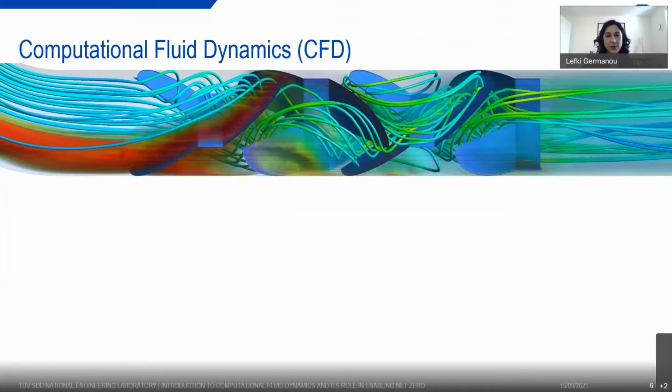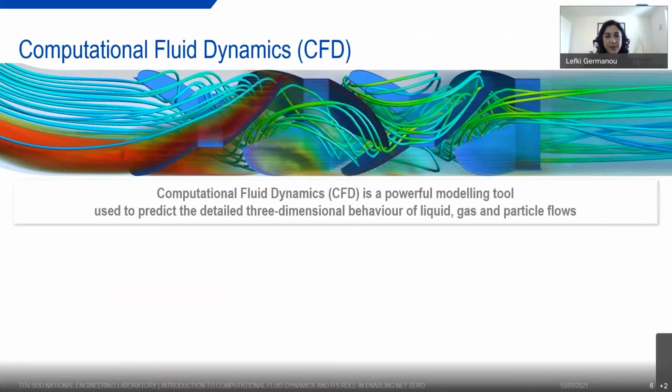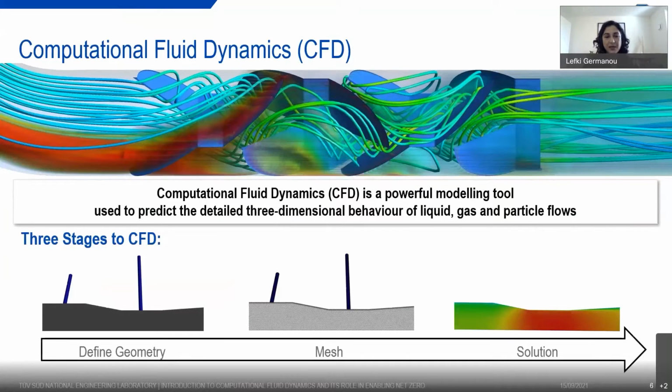So what is actually computational fluid dynamics? It is a powerful modeling tool which we use to predict the detailed three-dimensional behavior of liquid, gas, and particle flows. The three main stages of CFD are as follows. First, we need to define the geometry of interest. In this case, this is a Venturi flow meter. And then generate the mesh and discretize this geometry into cells. After that, we are ready to solve our simulation and post-process our results.